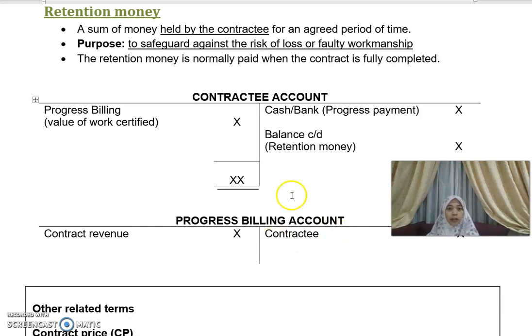This is if you are required to prepare the contractee account. In the contractee account, you have the progress billing, which is based on the value of work certified. And then this is the amount that you receive: you debit your cash or bank, then you credit your contractee account. And then this one will be the balance. Let's say the amount billed is 100, and the cash that has been received is 90, so the balance is 10. That 10 is known as the retention money. The 90 that has been received is known as the progress payment. So this is the double entry for your account.